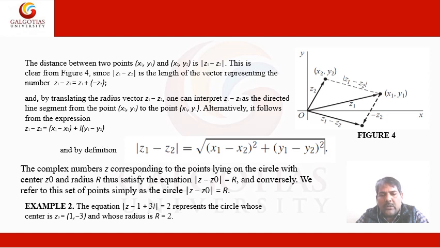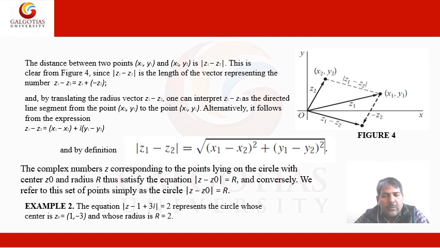The complex numbers z corresponding to the points lying on the circle with center z0 and radius r thus satisfy the equation mod of z minus z0 is equal to r. And conversely, we refer to this set of points simply as the circle mod of z minus z0 equal to r.